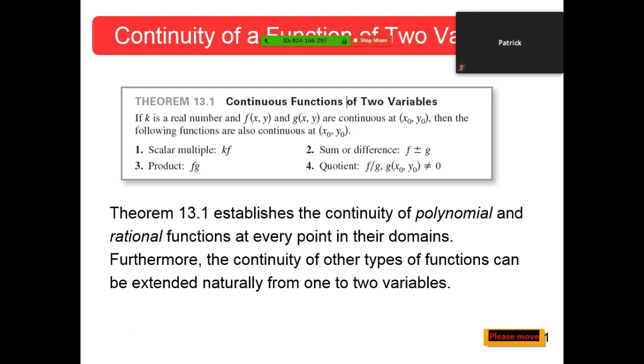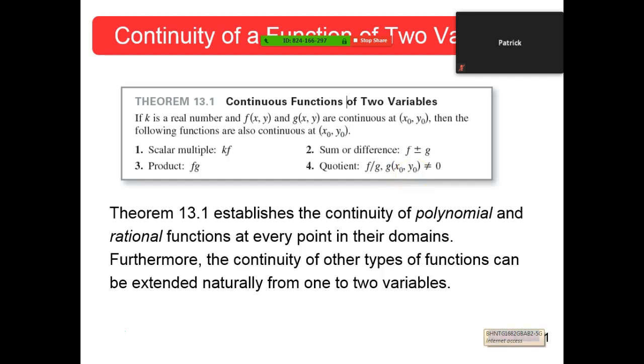If k is a real number and f of xy and g of xy are both continuous at x0, y0, then the following functions are also continuous at x0, y0. First, your scalar multiple, k times f or k times g, either one, would be continuous at x0, y0. If the functions are there, a scalar multiple of the function is continuous there. The sum or the difference of those two functions would be continuous there. Okay? The product function would be continuous there. And the quotient function would be continuous there as long as g at that point was not equal to 0.